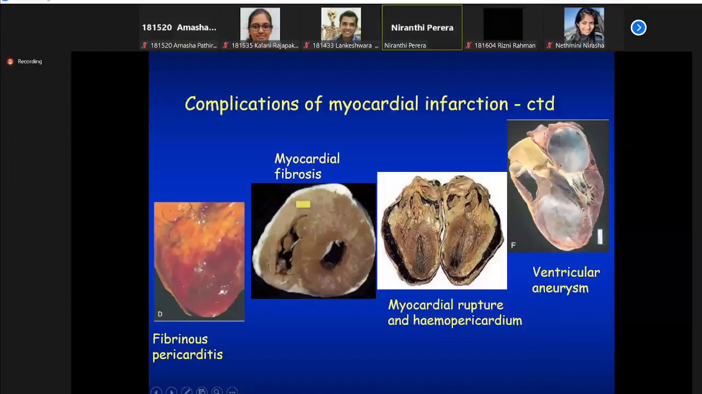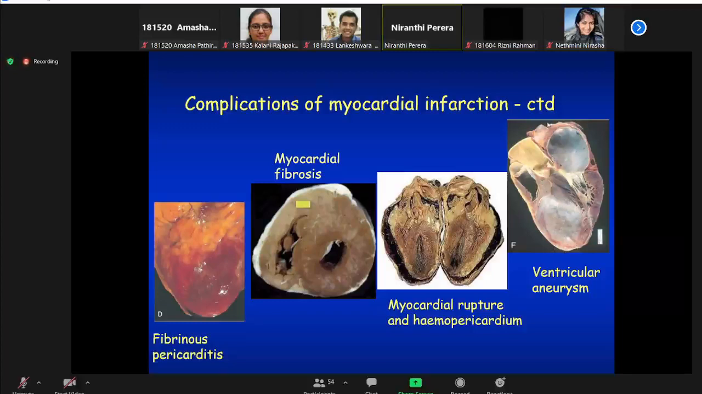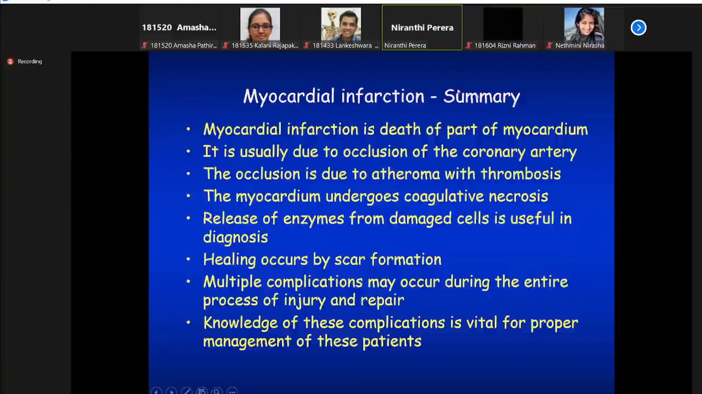In the ventricular wall, you can see this is thin. This is the thickness of the myocardium, but in this area there has been an infarction and lots of fibrosis. You get a huge aneurysm, and you can get thrombosis of that and embolism. Okay, right. So here's a summary.